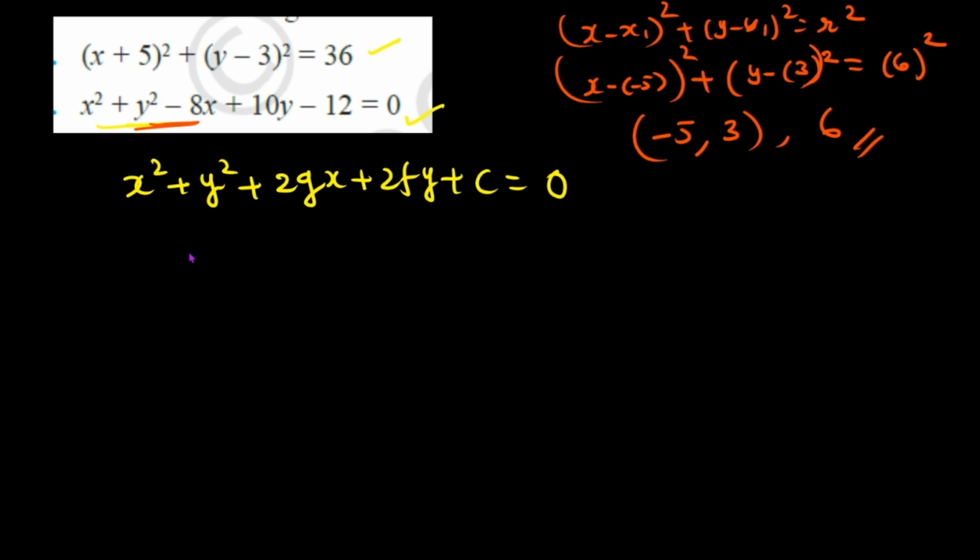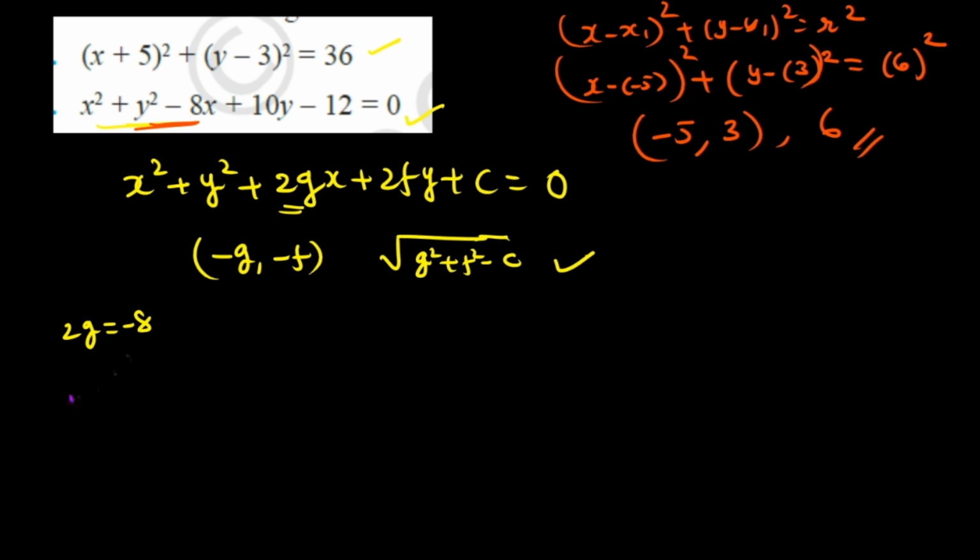So here, what is the center of the circle? Minus g, minus f. What is the radius here? Square root of g square plus f square minus c. Okay. So from this equation, if you observe here, minus 8, right? So the general format is 2g, so 2g will equate to minus 8. That is the x coefficient. Then what is g here? g is minus 4, right? Similarly, 2f will be compared to 10. Then f will become 5.